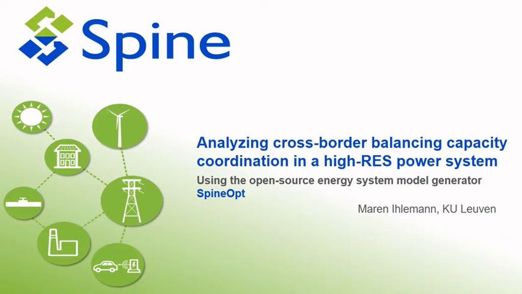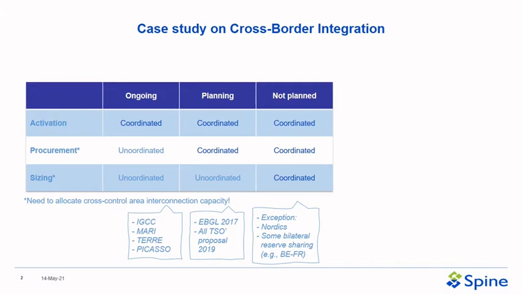Welcome, this is Maren Ihlemann, and today I will present a case study on cross-border balancing capacity coordination in a system with high shares of renewables using the open source energy system model generator Spinopt. First of all, I would like to introduce the case study a little bit, looking at the different levels of coordination we took into consideration.